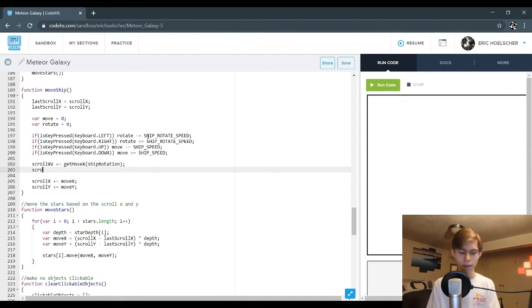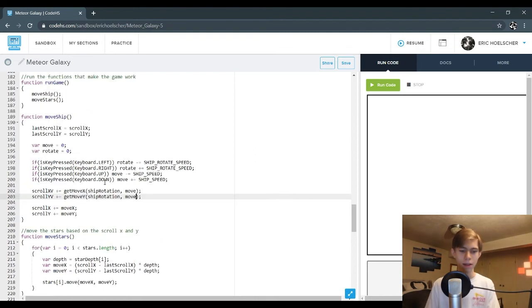And then for scroll Y velocity, we have to give it move. Move is going to be the distance we're going to add to that. And then scroll Y velocity is going to be get move Y, and then also ship rotation and move.